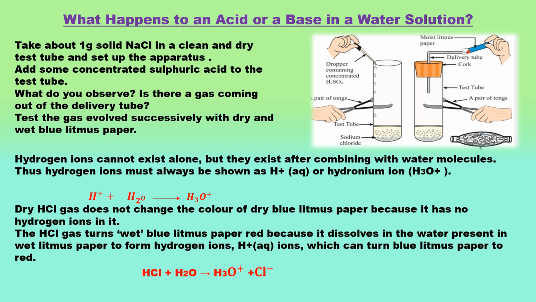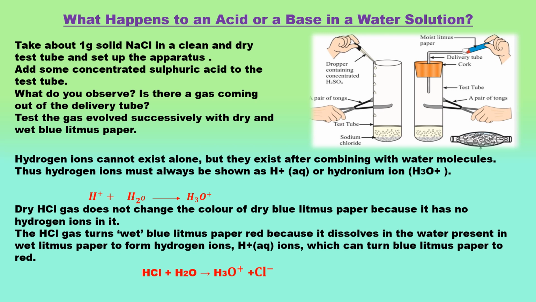Take about 1 gram solid sodium chloride, NaCl, in a clean and dry boiling tube and add some concentrated sulfuric acid to it very carefully. Fit a rubber cork with a small glass delivery tube in the mouth of the boiling tube. Concentrated sulfuric acid reacts with sodium chloride to form hydrogen chloride gas. The hydrogen chloride gas starts coming out of the open end of the glass tube.